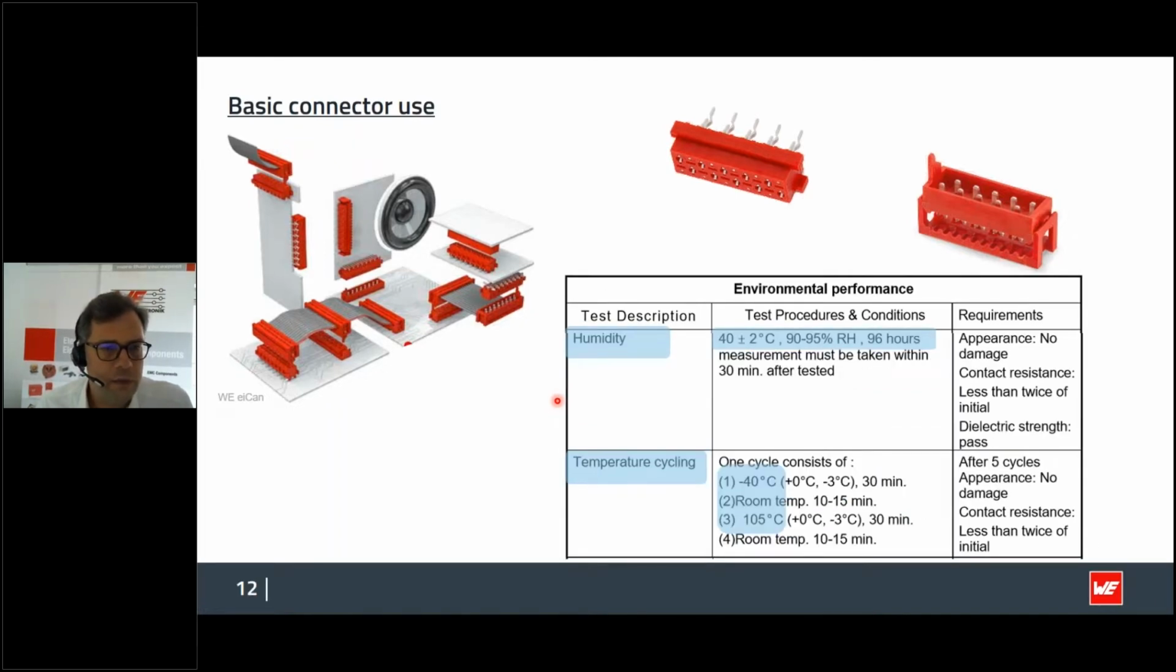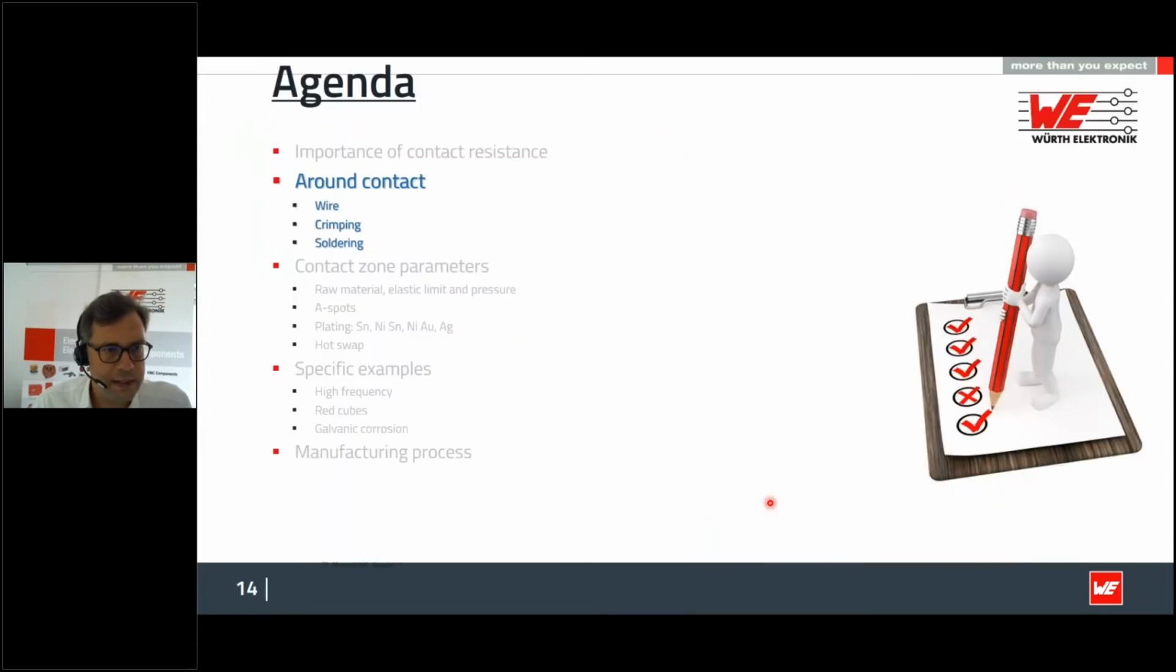Additional influences are humidity and temperature cycling. Therefore, you test the working temperatures for which a connector is specified. In this case, it's -40 up to 105 degrees Celsius. And afterwards you also perform the contact resistance tests.